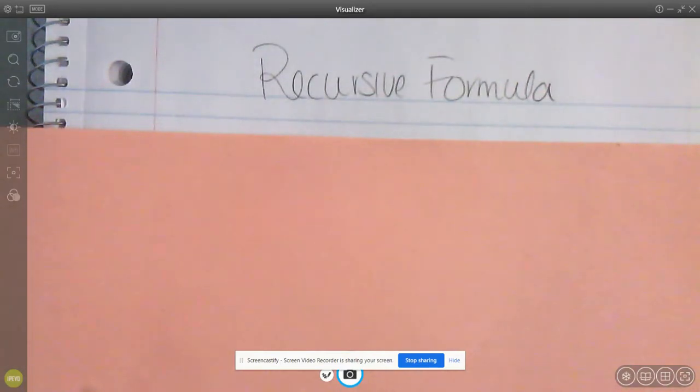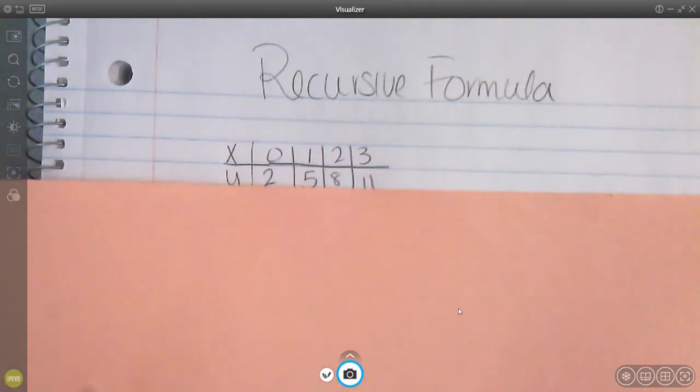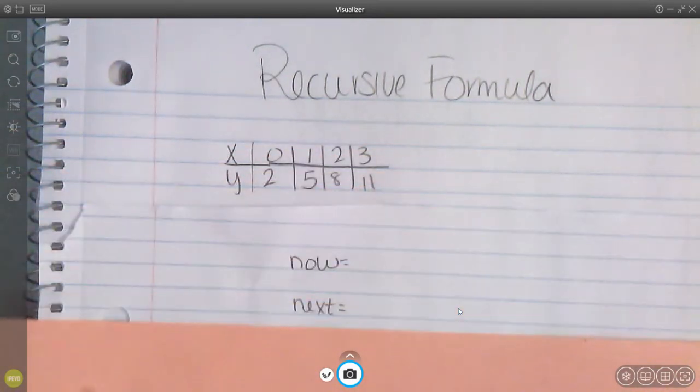Right, today we're going to look at the recursive formula. So back in Integrated 1, you learned something called now-next equations. And that was actually just an introduction to the recursive formula. So let's refresh our memory first on the now-next equation.